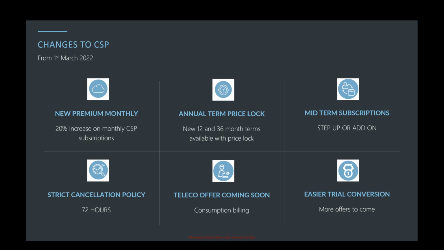Like I just say, there's more conversations and there's more news from Microsoft offering around new telco offers to come underneath the consumption billing. There's going to be new trials available, new offers, easier to convert those trials. But I think the major news with CSP is the introduction that if you want to flex your licenses monthly, you're going to be charged an extra 20% to do that.